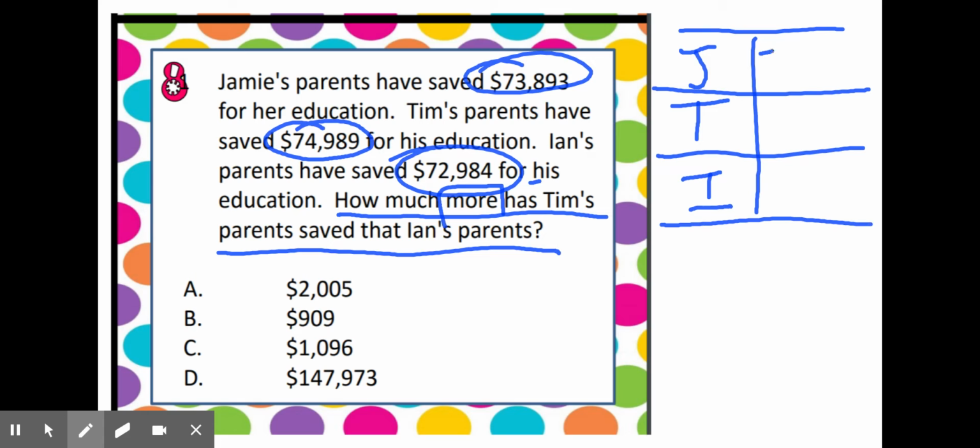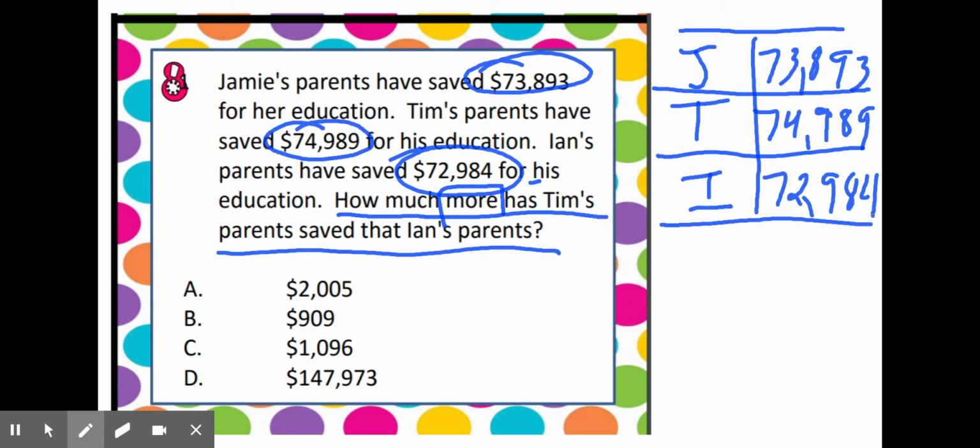So Jamie was 73,893. Tim was 74,989. And Ian was 72,984. If I go back to my question, they wanted Tim and Ian. So I'm going to go ahead and get rid of Jamie. I don't need her. So I'm going to make sure I put my larger number on top.